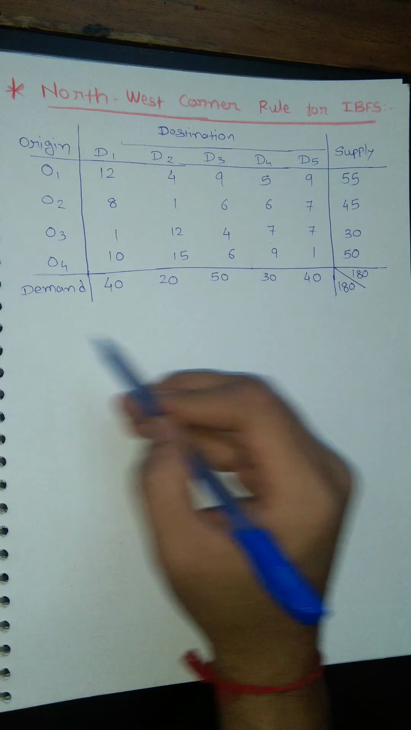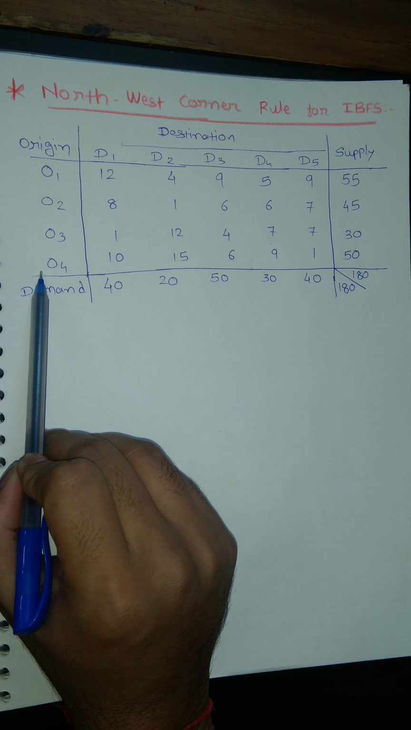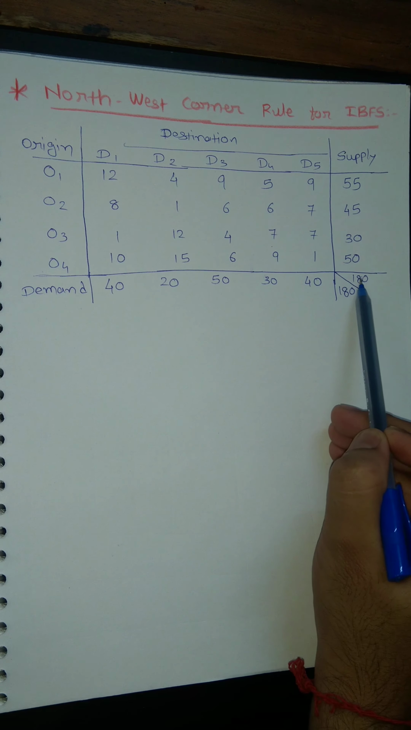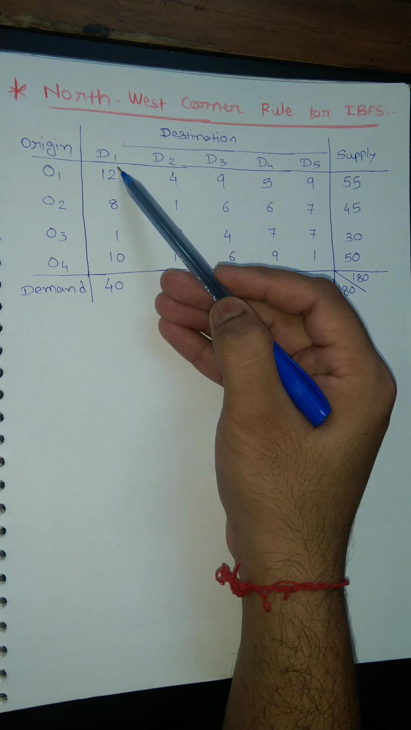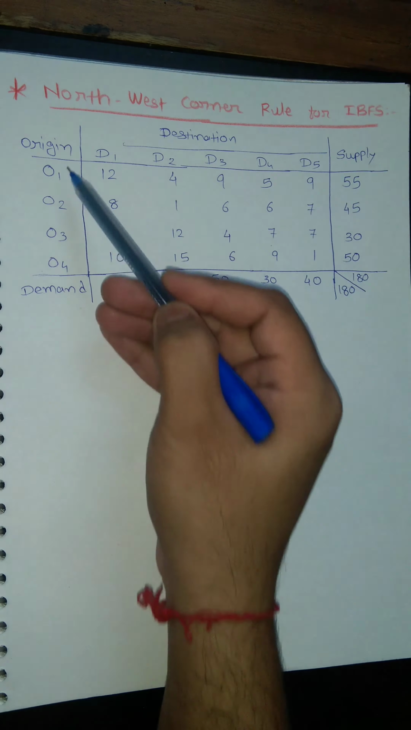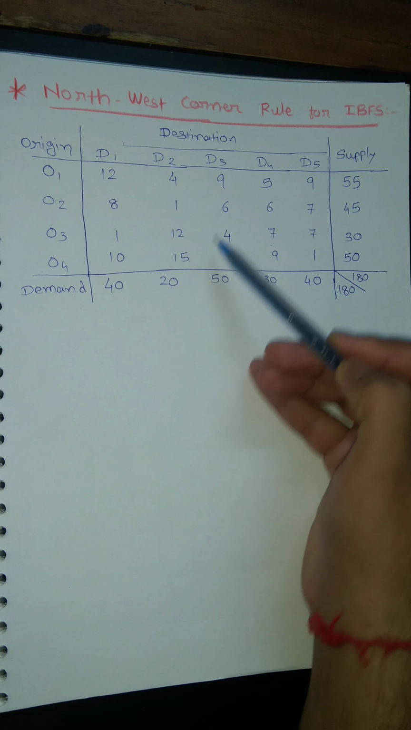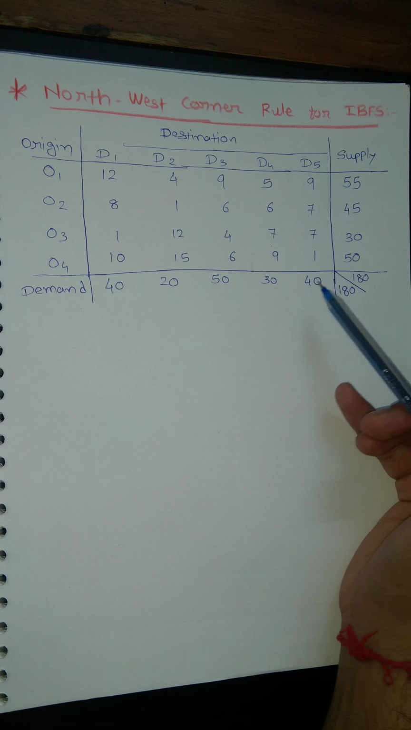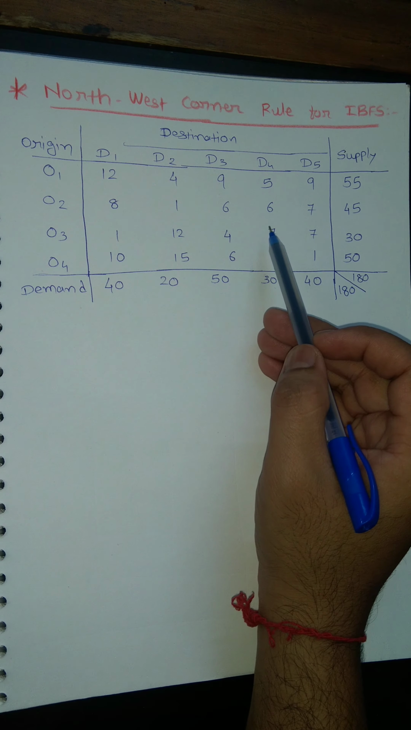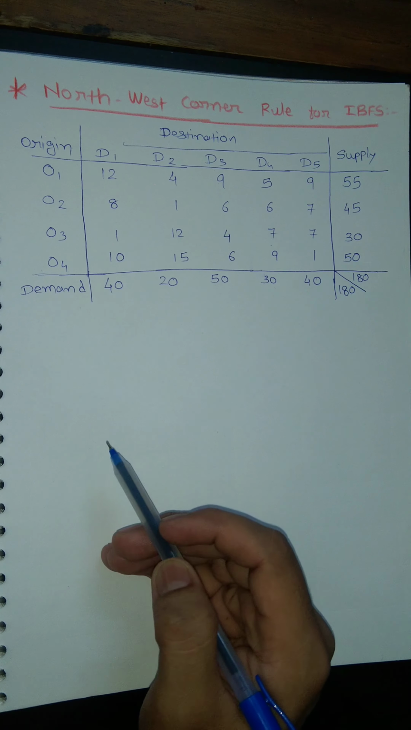So let's say you have this problem wherein there are 4 sources or origins, and all of them have certain supply associated with them. Also you have destinations D1 to D5, 4 sources and 5 destinations. All destinations have certain demand associated with them, and now we are concerned about the allocation of units for a particular cell. So let's proceed.